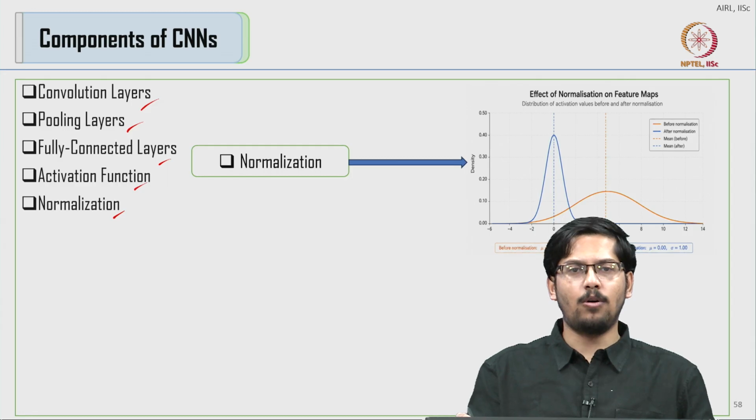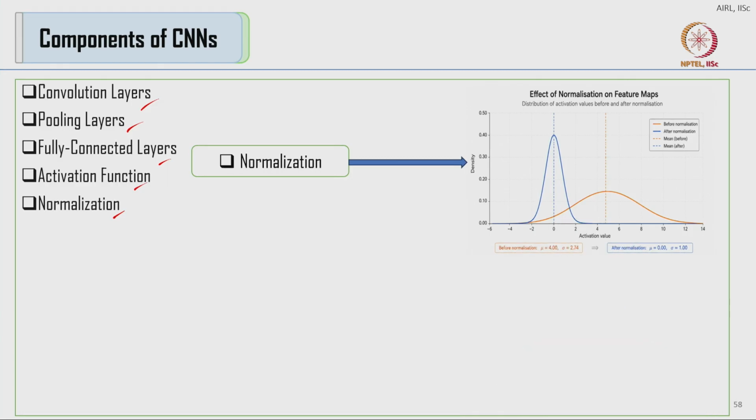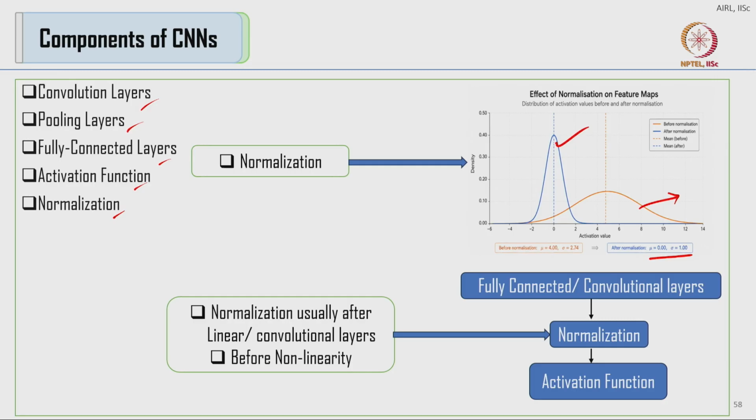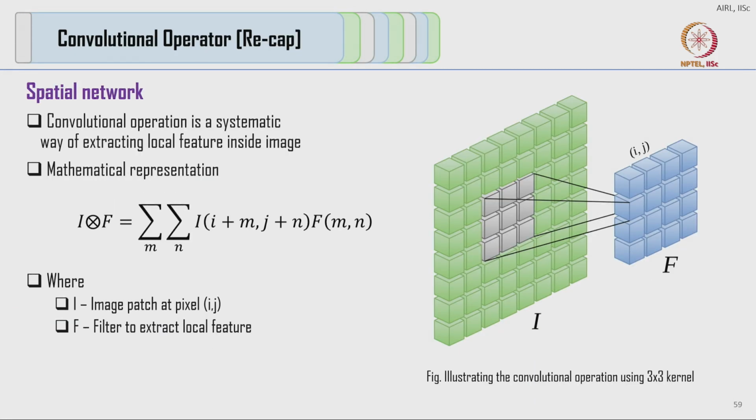and the normalization techniques. This is the normalization operation that we had seen in the previous lecture, where we have an activation map highlighted in orange, and after normalization we get a properly normalized image with proper mean and standard deviation. We also observed that normalization is usually after the linear and convolution layers and before the activation functions. So we would have these convolution layers passed through the normalization functions and then fed into the activation functions.